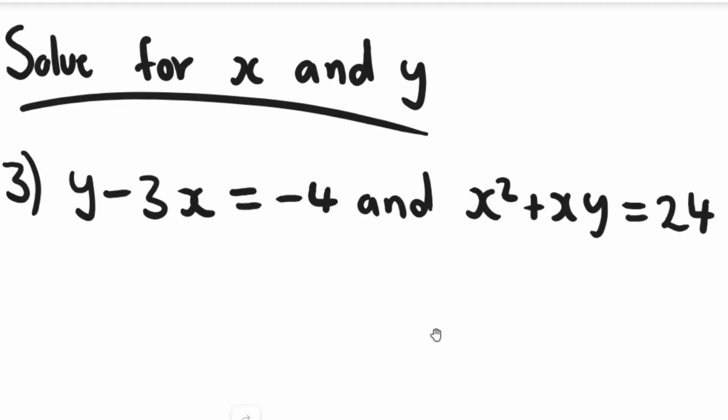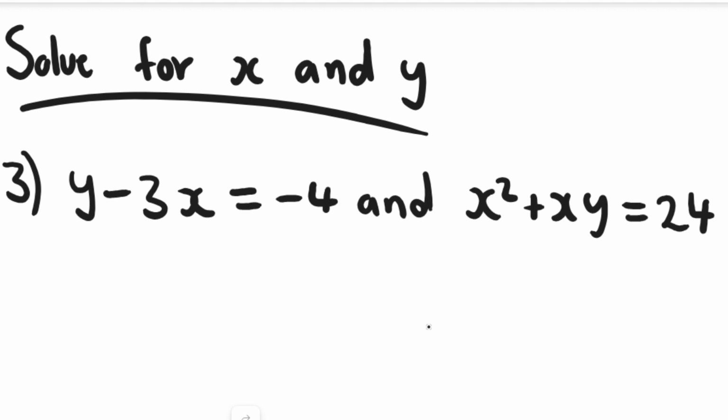Okay, let's use our recipe again for number 3. It says solve for the values of x and y that will make y minus 3x equal to minus 4 and x squared plus x times y equal to 24. Again, our target is here. Remember, our target is there, but first let's arrange them so that we don't lose ourselves along the way.